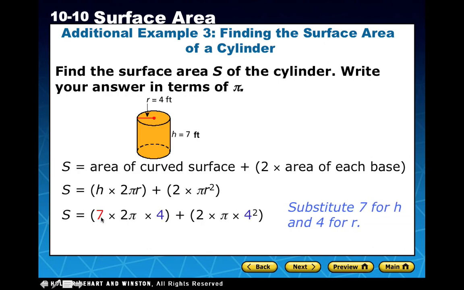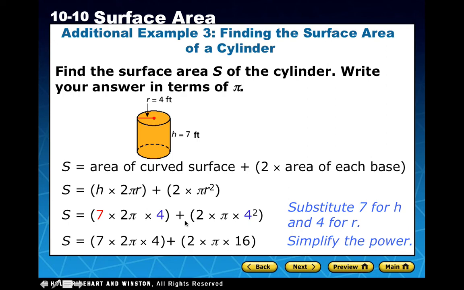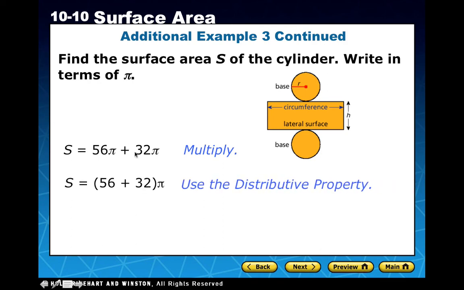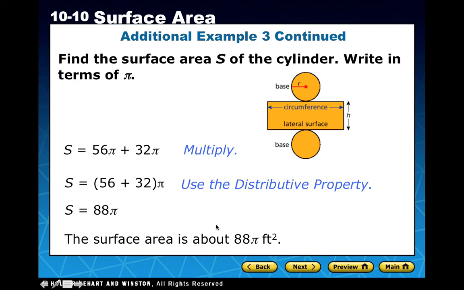So we'll substitute in 7 for height, 4 for the radius. And then we're going to use order of operations to simplify. And we're going to be answering in terms of pi. So we're not going to substitute 3.14 in here. And you can think of this just like a variable. So we can add like terms. We can add the 56 and 32. And we get 88 pi feet squared. Okay, we'll leave it in terms of pi. It is exact. The area is 88 pi feet squared. Since we're leaving it in terms of pi, it's an exact answer.